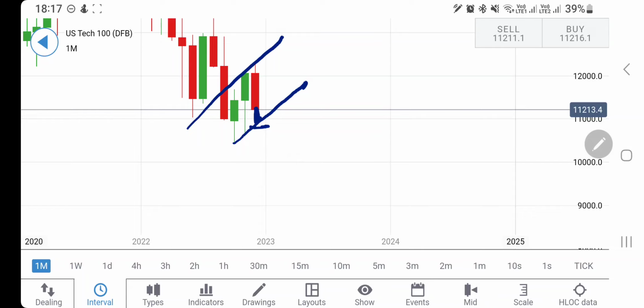So wait for it till the time it trades above this zone. Possibility for it to bounce back exists, and I'll still hope for it to bounce back. Now there is another probability that it can go till 10,800 level and then close the month at around this zone, that is 11,500. That is also very possible.